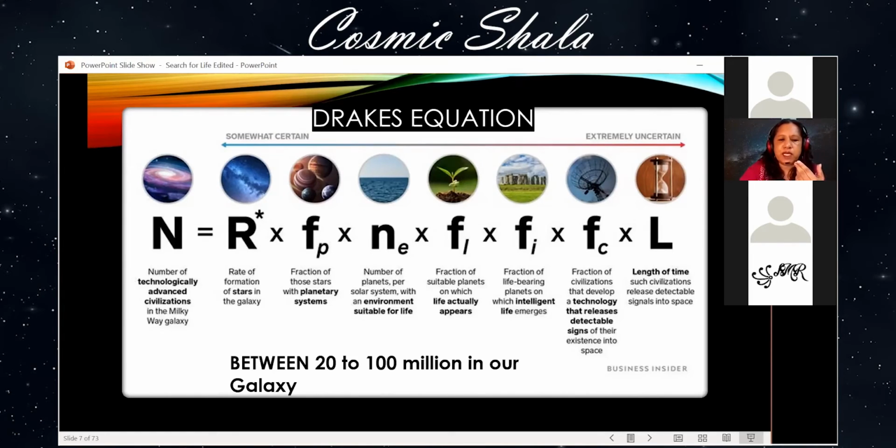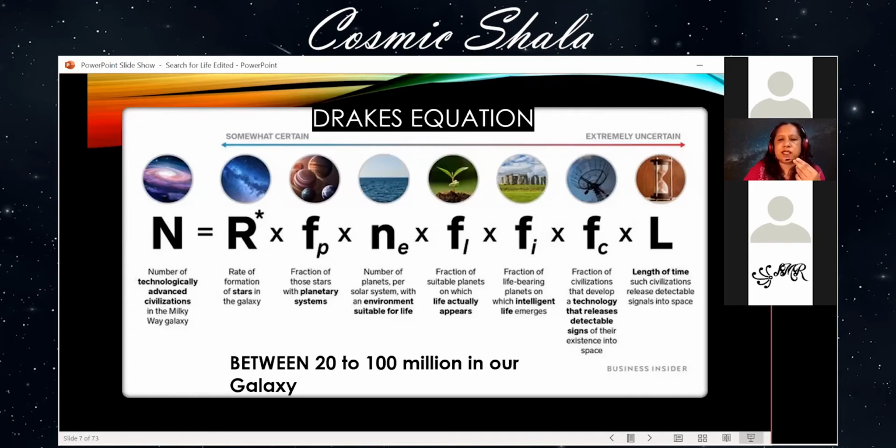The next one, FP, is the fraction of those stars that have planetary systems, because not all stars have planetary systems. Some of them might just be a star on its own. The third term, NE, is if the stars have planetary systems, then which of those planets could have an environment suitable for life? The last two parameters are the fraction of civilizations that develop a technology that releases detectable signs, and the length of time for which such civilizations release these signals.